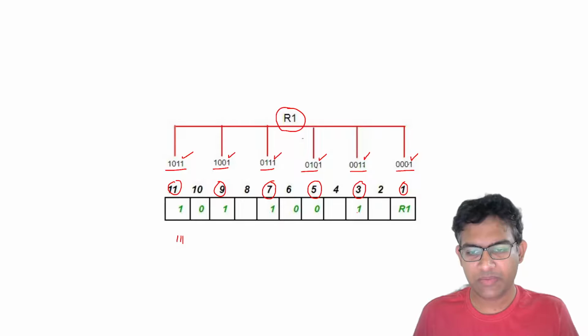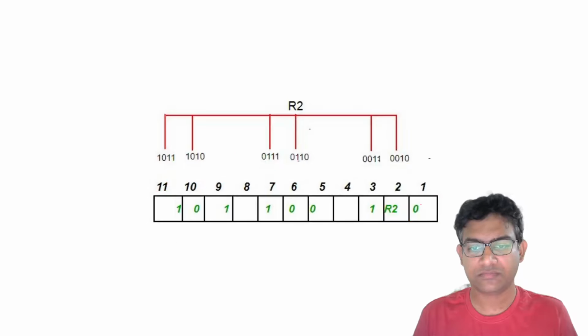Here there is a 0. But here there is a 1. So there are 4 ones. So we need not add any more ones to make this even parity. So R1 is going to be a 0. So R1 has been calculated.